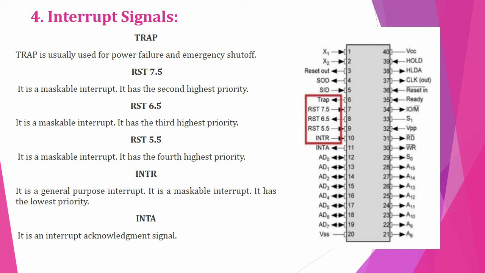Restart interrupts. These are vectored interrupts and transfer the program control to a specific memory location. They have higher priorities than the INTR interrupt. Among these three, the priority order is 7.5, 6.5 and 5.5. Trap. This is a non-maskable interrupt and has the highest priority.